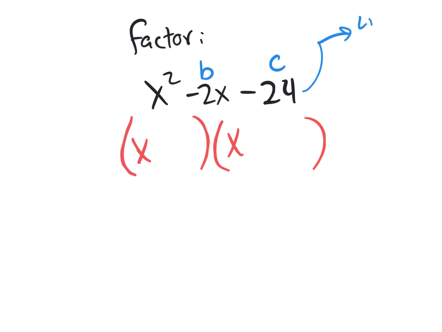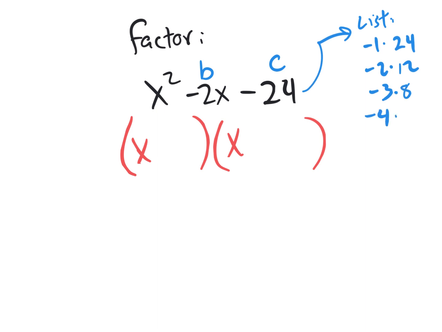And I always say make a list of the multiples of negative 24 in this case. So I'm going to start with negative 1 times 24. Negative 2 times what? 12. Negative 3 times 8.